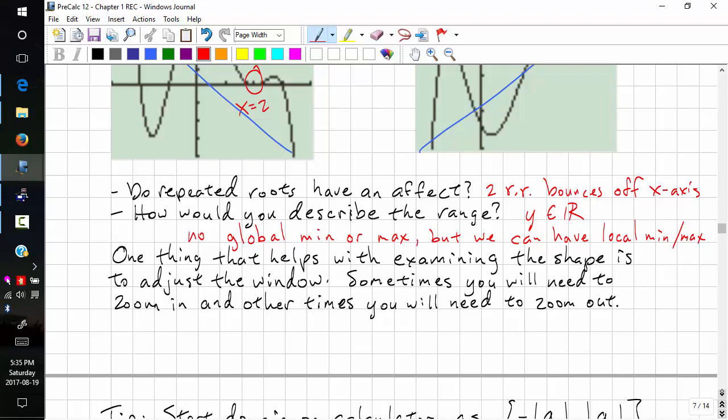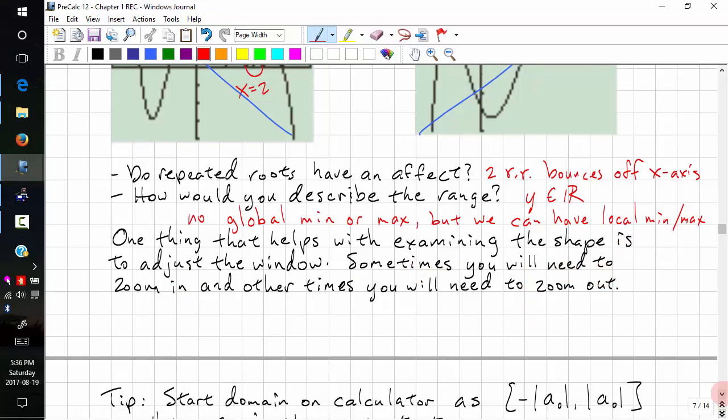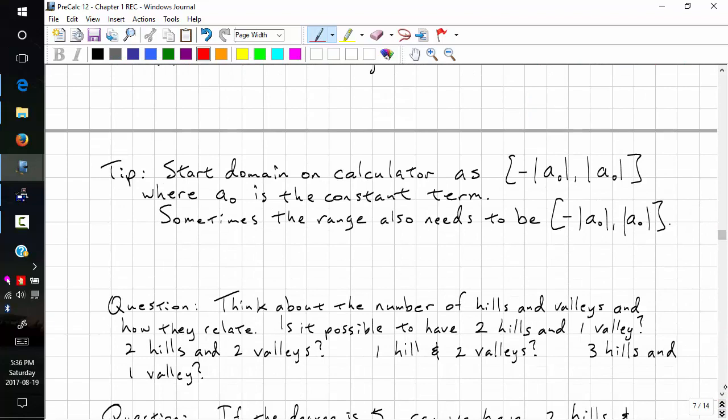One thing that helps us with examining shapes is to adjust the window. Sometimes you will need to zoom in or out. And here's a tip. You can start with the domain on the calculator as negative absolute value of the constant term to the absolute value of the constant term. And sometimes you also have to set the range to be negative absolute value of the constant term to the absolute value of the constant term.